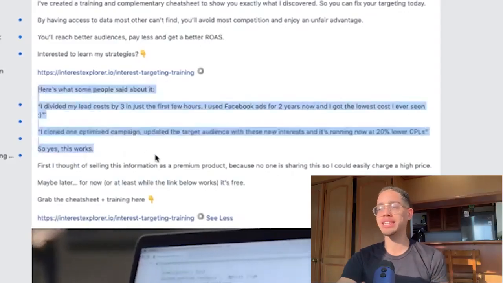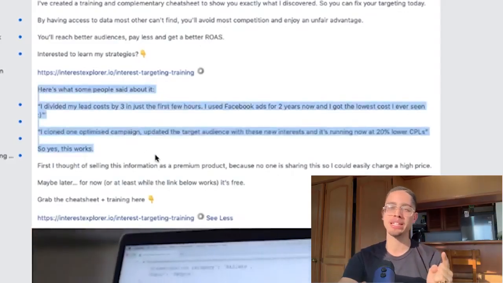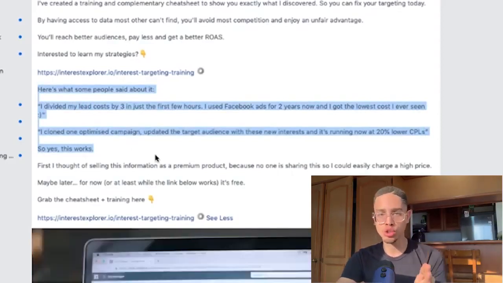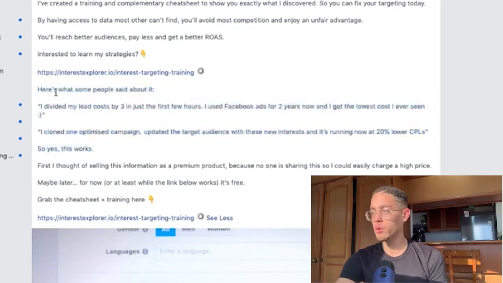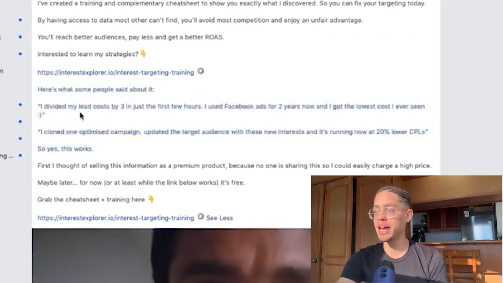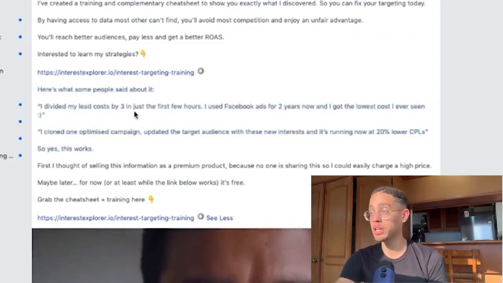I don't know how legal or illegal that is. I don't give a shit. I'm going to swipe this ad, the video, so that way you can actually see his video copy as well. So with that being said, the next thing that he did, guys, for those people who are on the fence, about to click the link and be like, nah, I'm about to leave, he gives social proof. Proof that what he's offering works. So here's what some people said about it. I divided my lead cost by 3 in just a few hours.